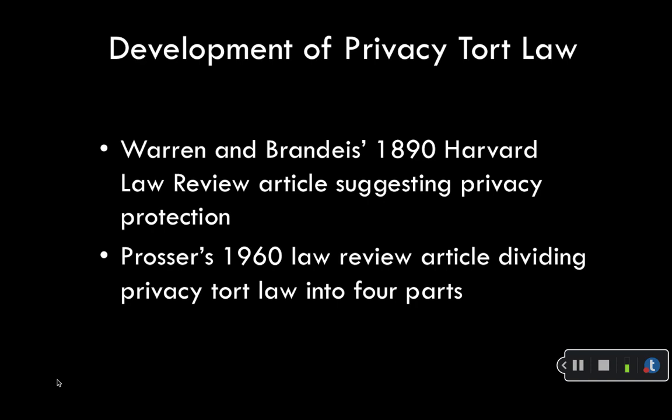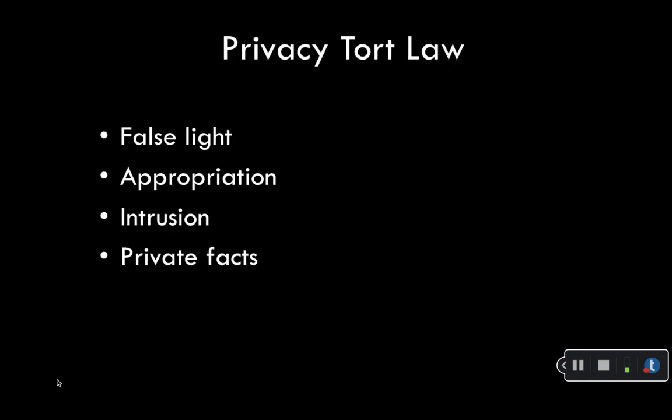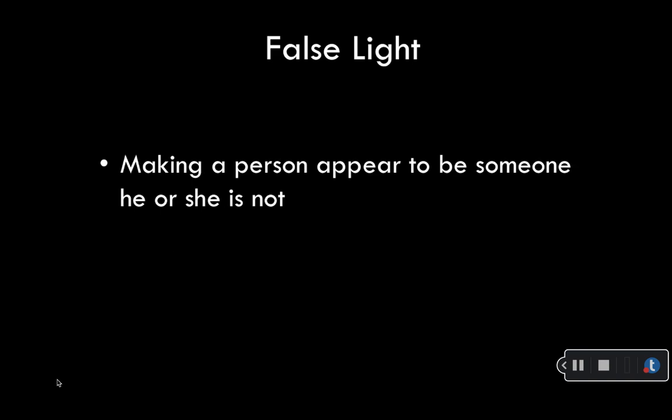Another key landmark moment in privacy law development in the United States was in 1960, when torts professor William Prosser divided privacy into 4 different categories. And here you see them: false light, appropriation, intrusion, and private facts. So let's take a look at each one of these.